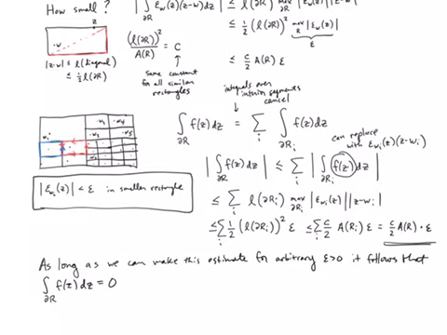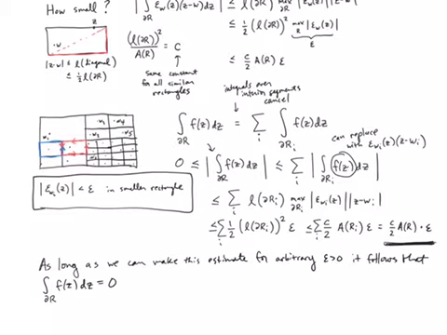Because if this holds for arbitrary epsilon greater than 0, we can make this number arbitrarily small. But that's bounding this quantity above, and this is bounded below by 0. So if that non-negative quantity is less than any arbitrary positive quantity, then it must be 0. So as long as we can push this estimate through for arbitrary epsilon, it will follow that the integral around the rectangle of f is equal to 0.